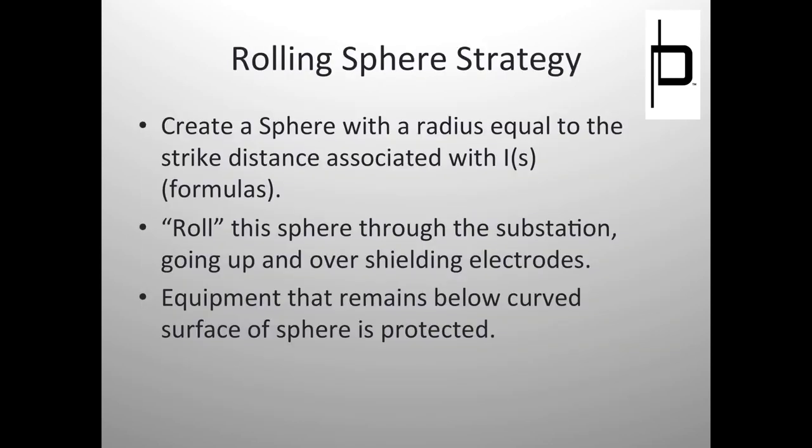All right. So the strategy of the rolling sphere method, the whole idea behind it, is to create a sphere with the radius equal to the strike distance that was associated with IS. Okay, we'll talk about how to get IS in a little bit, but we create a sphere. And then we roll that sphere through the substation. We go up and down, and then every time we hit a shielding electrode, every time we hit something that's safe to strike, we go up and over it.